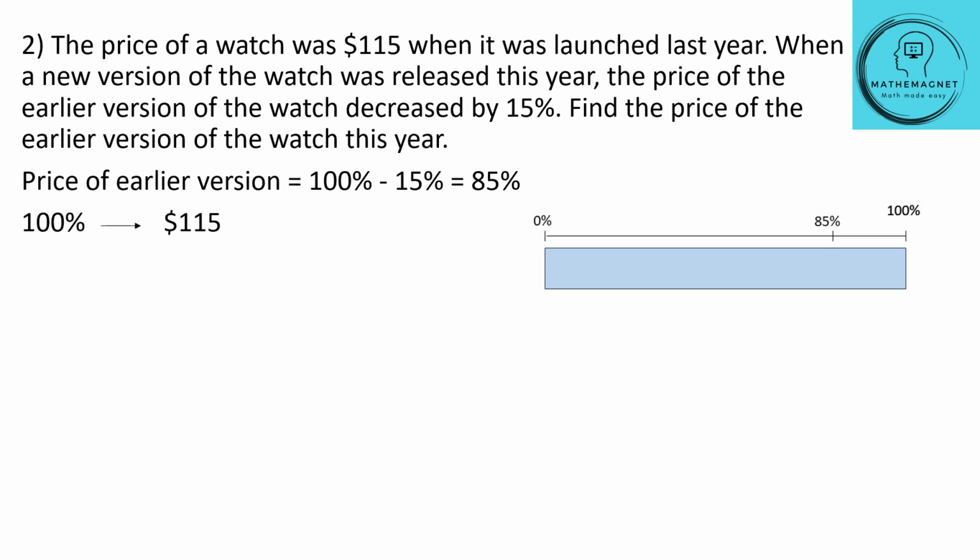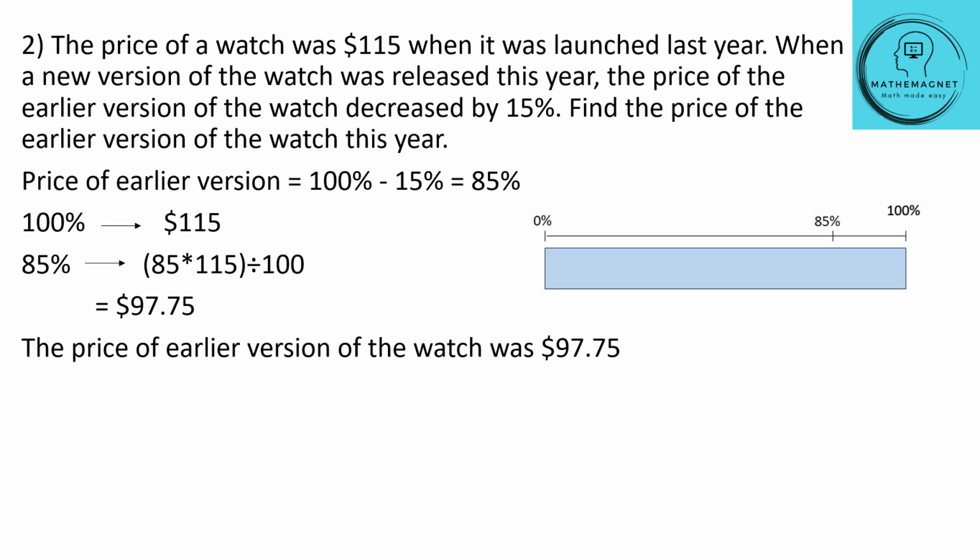Now the 100% is the cost of the watch last year, that is 115. This year they are charging 85%, so it becomes 85 times 115 divided by 100, which is equal to $97.75. So the price of the earlier version of the watch this year becomes $97.75.